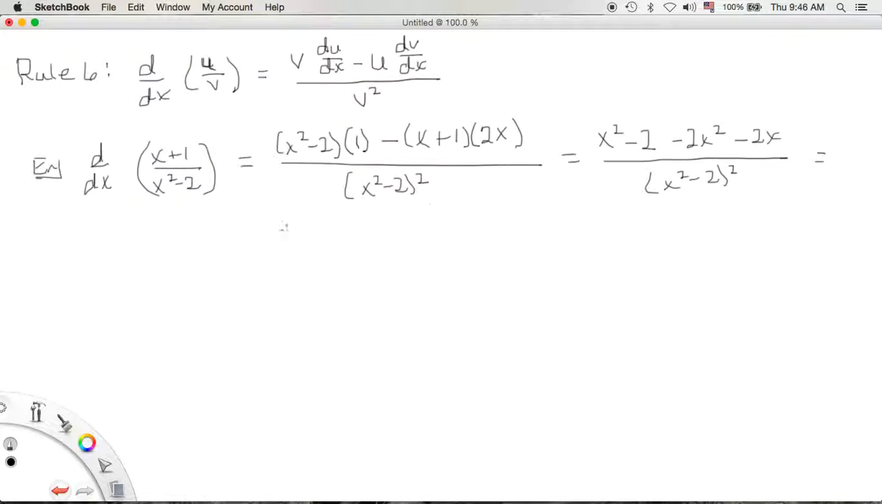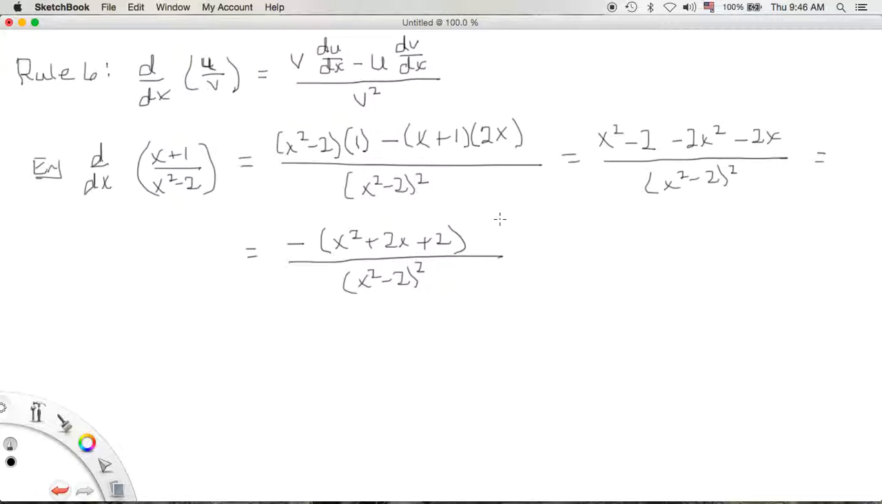We just keep simplifying until we get it where we need it to be. So we have negative x squared plus 2x plus 2 all over x squared minus 2 squared. And that doesn't factor anything, so that's not going to help you.